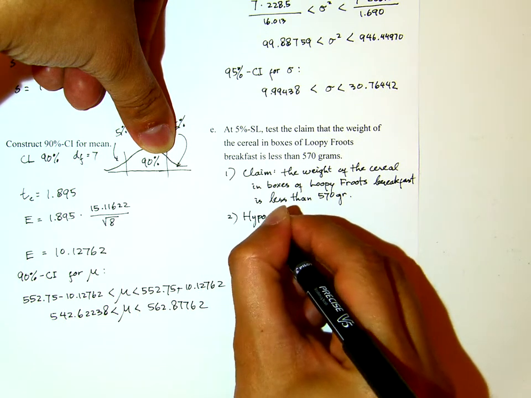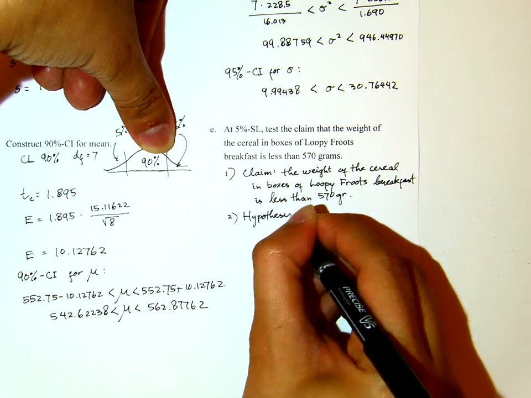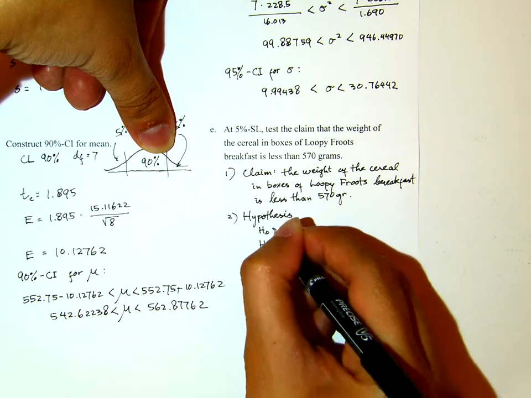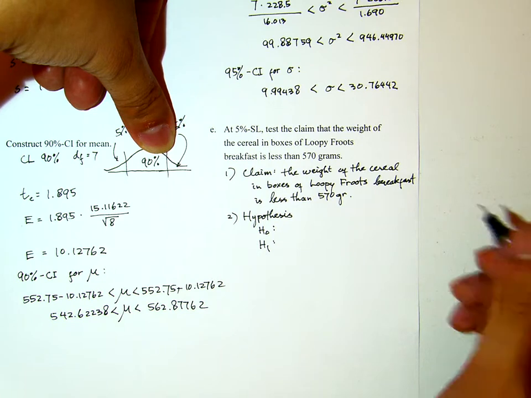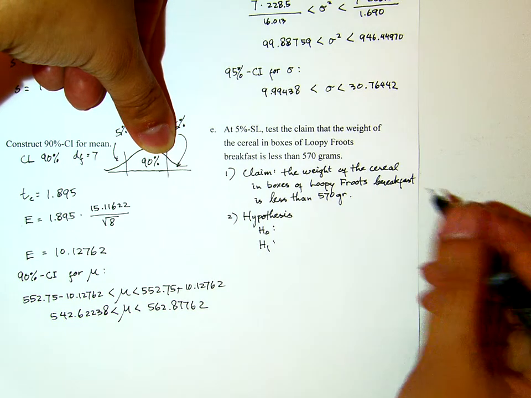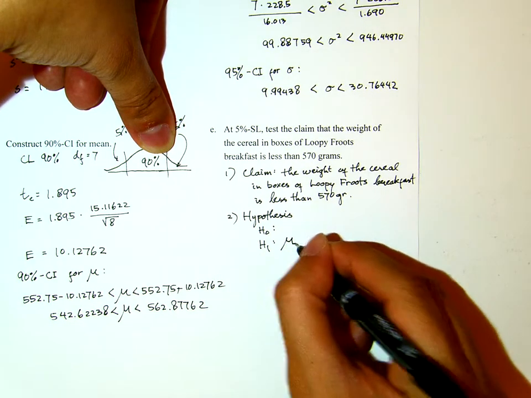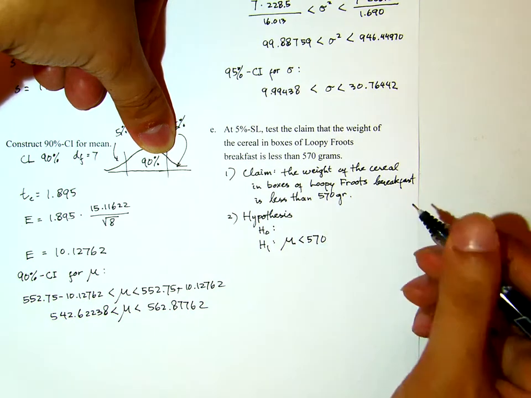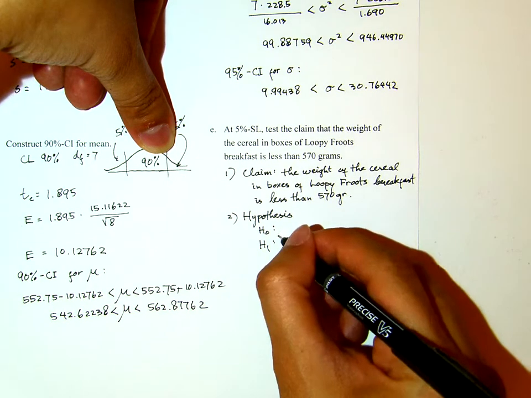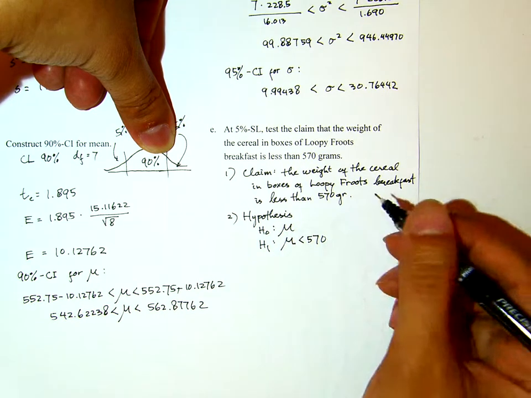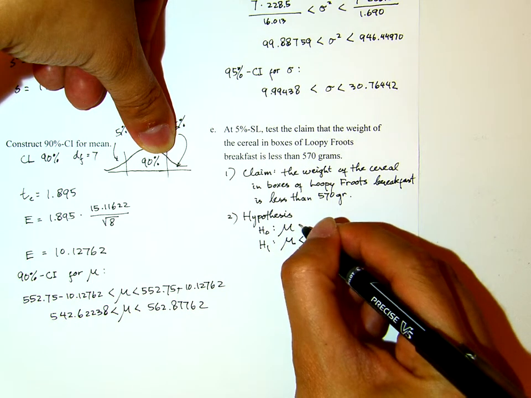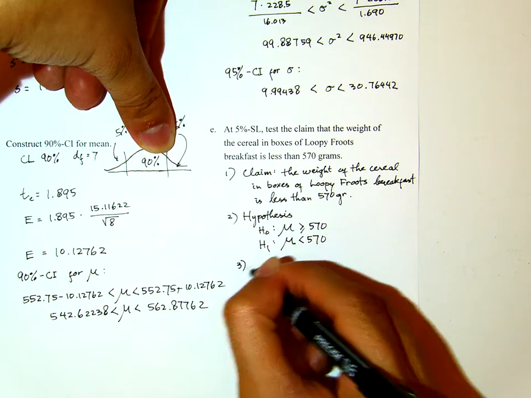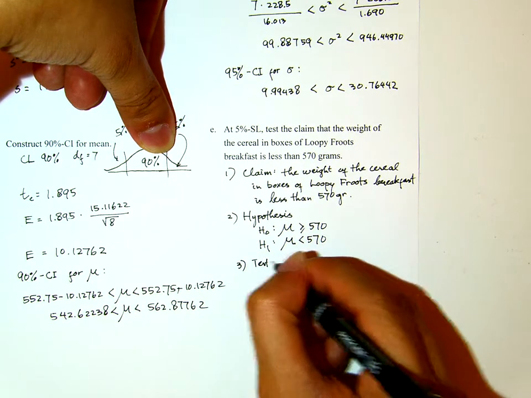Now, the hypothesis, we have null hypothesis, alternate hypothesis. The mu is less than 570. That's for the alternate hypothesis. Then, therefore, the mu for the original hypothesis, H null, will be greater than or equal to 570. Now, test statistic.